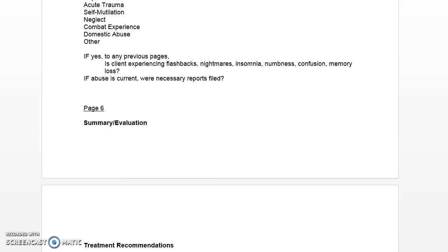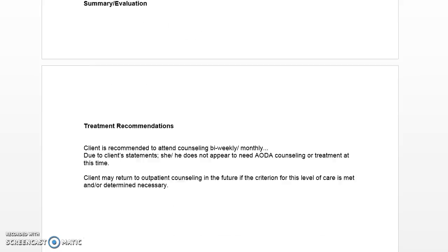Also, just wanted to note that in the summary and evaluation section, you'll want to indicate the client's diagnosis and use the DSM-5 to be able to support that diagnosis.